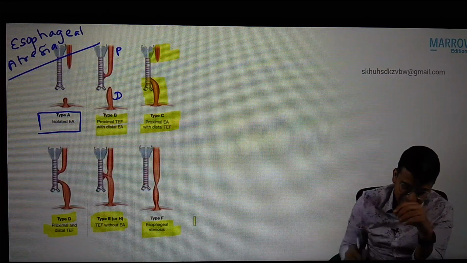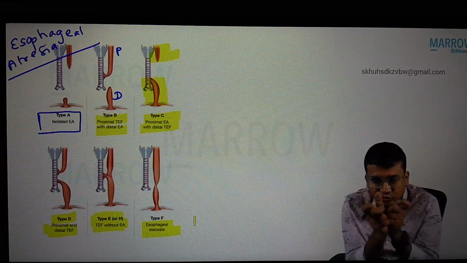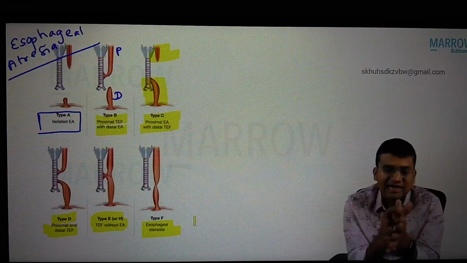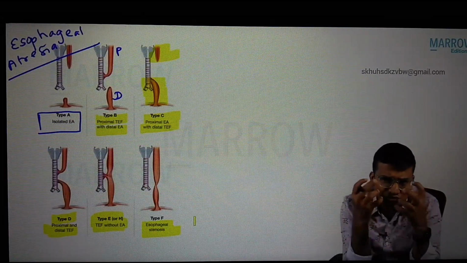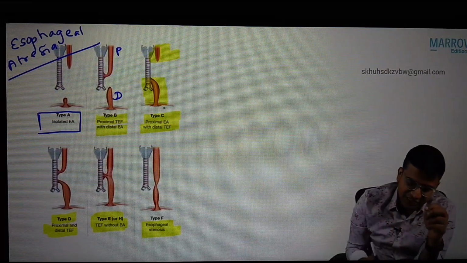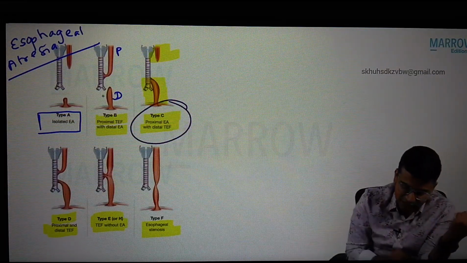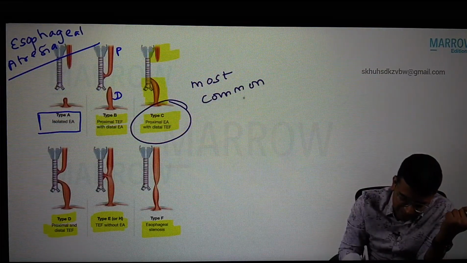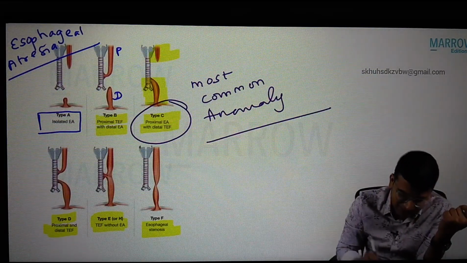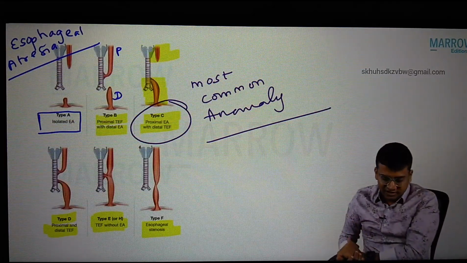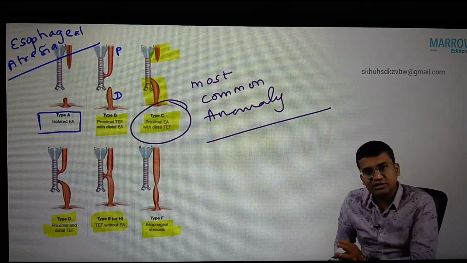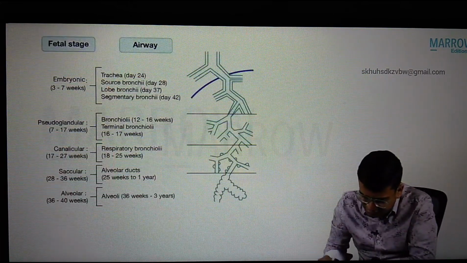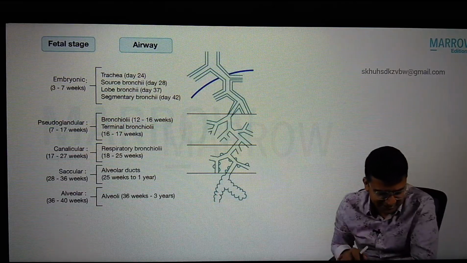And the last one, type F, esophageal stenosis. The lumen is narrowed. Only that thing you will see in type F. Now, out of these 6 anomalies, in the exam they'll ask you, what is the most common anomaly you see in the tracheoesophageal septum formation? The most common anomaly is type C only, proximal esophageal atresia with distal tracheoesophageal fistula formation. Fine? Right. Now, that's all about the formation of trachea, esophagus and the anomalies.